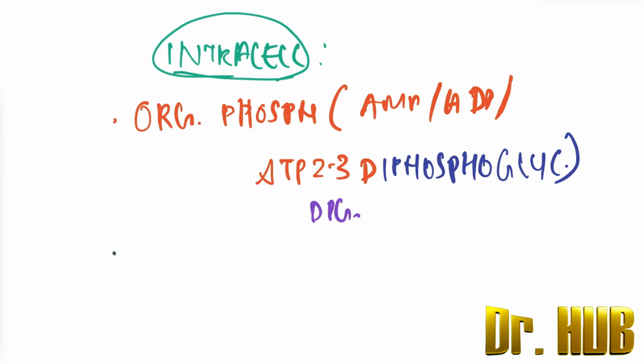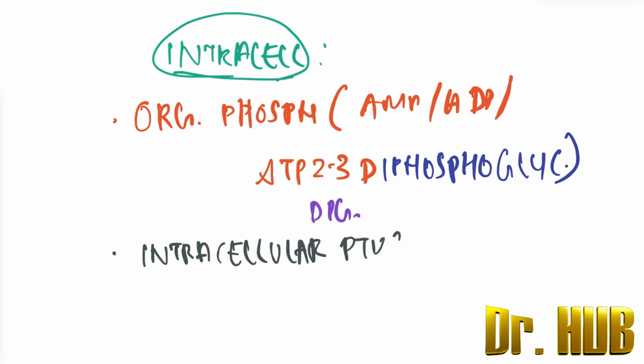Next, it involves the intracellular proteins. There are intracellular proteins, and there is hemoglobin in RBC as well.